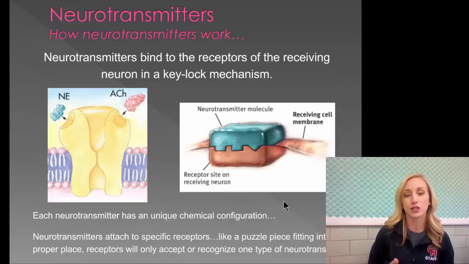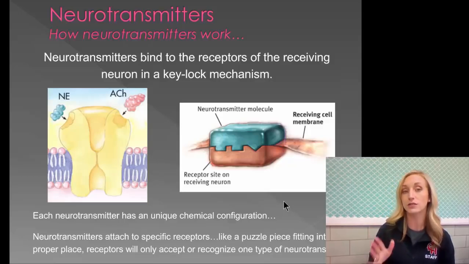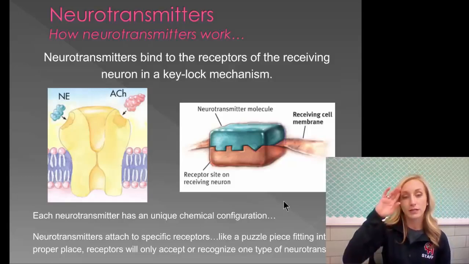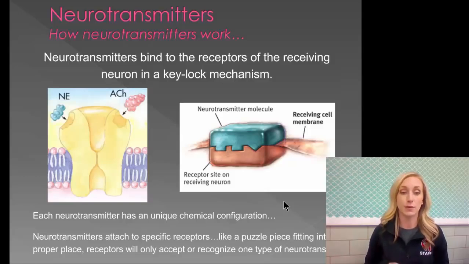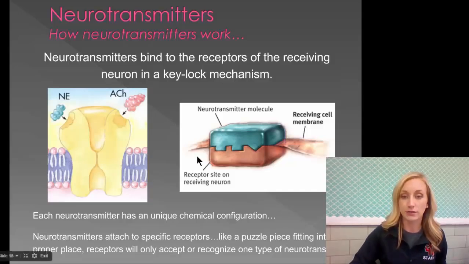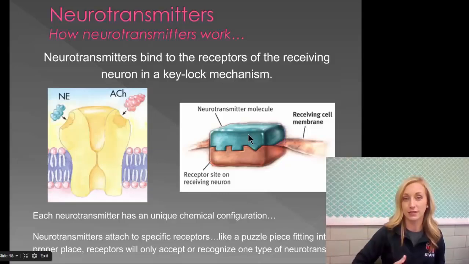Okay, so each neurotransmitter has a unique chemical configuration that is incredibly complicated that we don't need to know about. We just need to know that it exists. And neurotransmitters attach to specific receptors. It's like a puzzle piece fitting into its proper place. The receptors will only accept or recognize one type of neurotransmitter. And this image kind of lets you see what that's like. This orangish reddish part down here is the receptor site on the receiving neuron, whereas the blue part is the neurotransmitter molecule, and it fits perfectly, that then allows the dendrites, right, to send the message on to the next neuron.